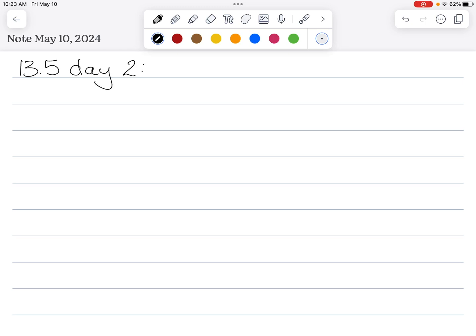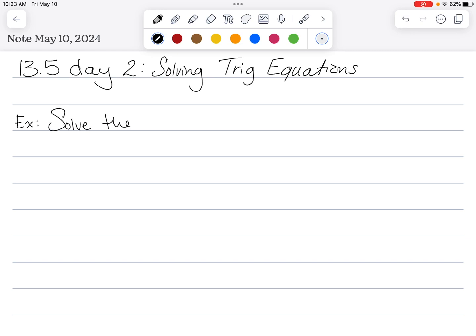So today we're doing 13.5 day 2, solving our trig equations, and today is the situation where some identities might start getting involved. So we're going to still solve the following for the given range.